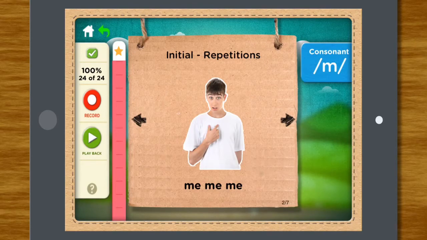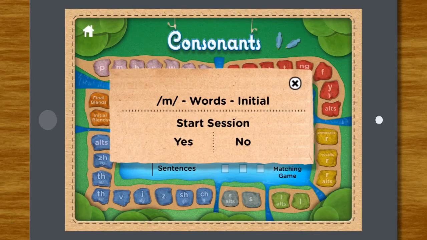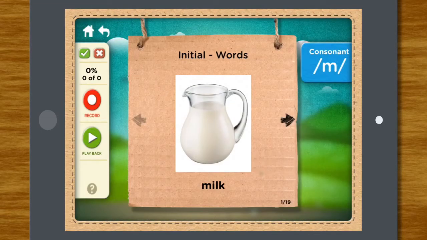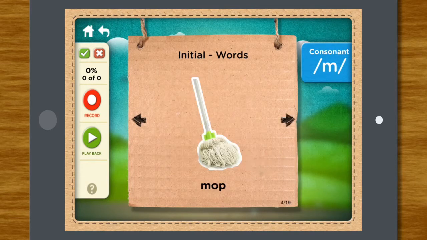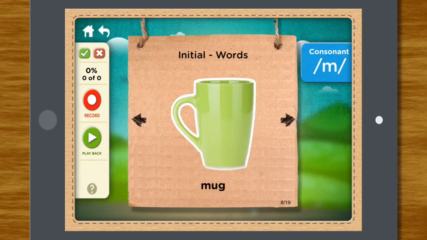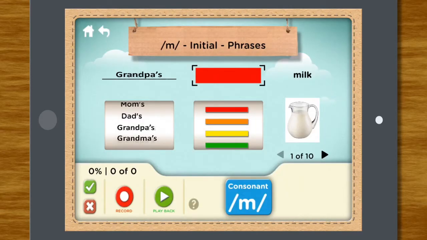For the word level, we have it divided into initial, medial, and final position. This is initial position for M. Again, we start with single syllable words and move towards multisyllabic words. Here's our phrase generator. For the phrases, you can select a person, a color, and then the target word is listed at the end so that the student is expected to produce the phrase, Grandpa's red milk. Students really like using the phrase generator and think it's fun to create some very silly phrases. We also love this generator because it works on the possessive noun at the beginning of the phrase.